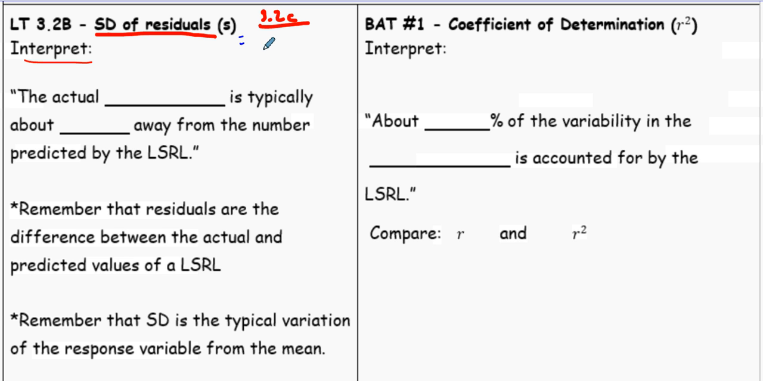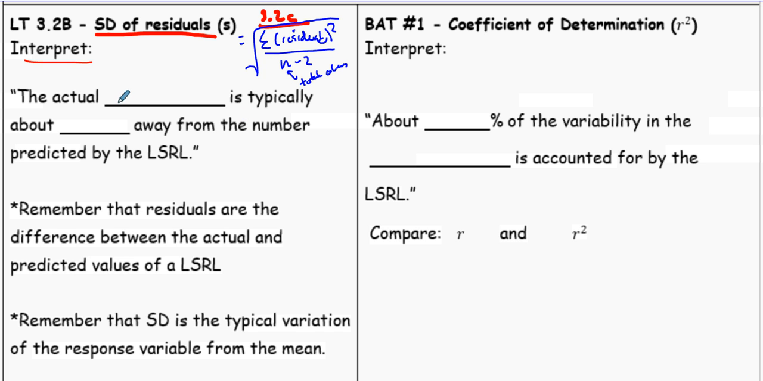Well, it's very similar to the standard deviation that we normally find. We need to do the sum of our residuals squared, and then we're going to divide by n minus 2, n being the total number of data points that we have for one variable. And then after that, we take the square root of that, and that's how we find our S value.